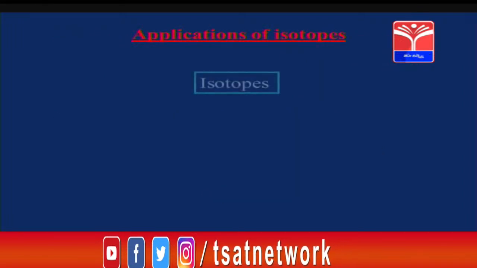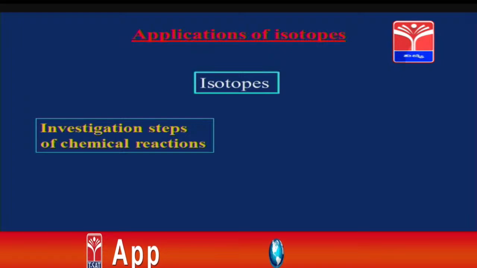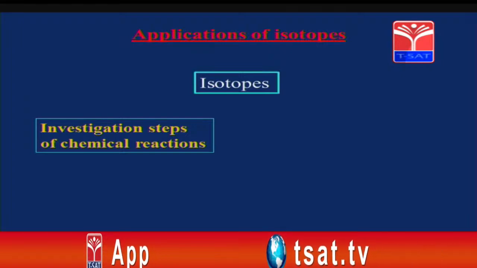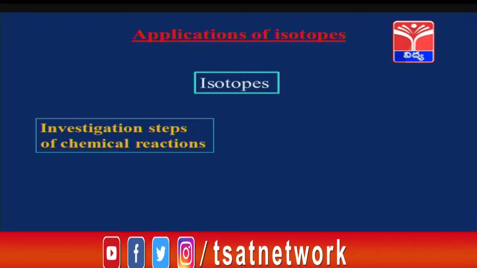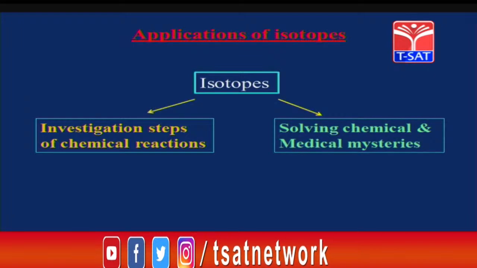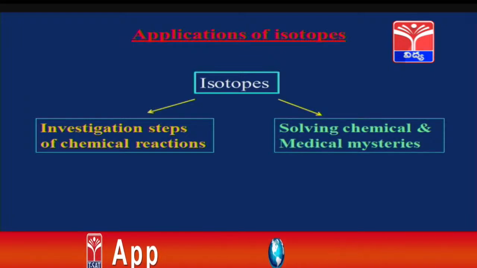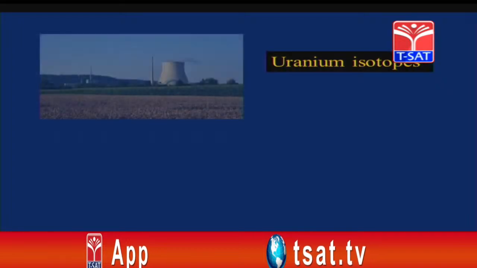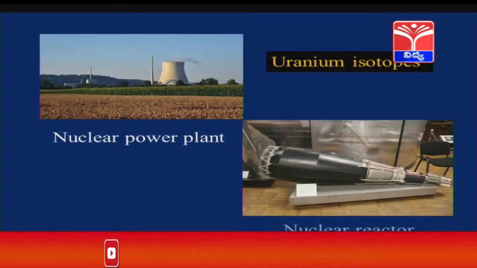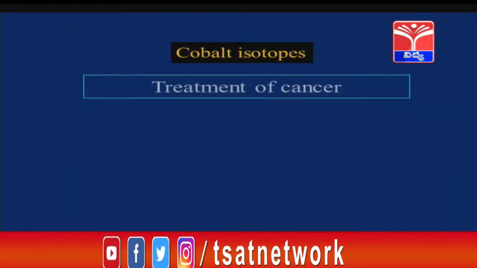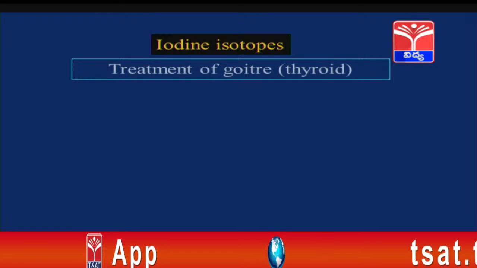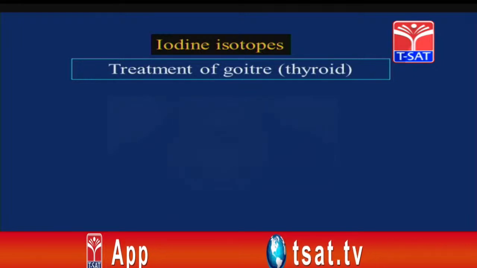The applications of isotopes. Isotopes are very useful in the investigation of steps in various chemical reactions, that is, the study of reaction mechanisms using the isotope labeling technique. Isotopes can also be used to solve chemical and medical mysteries. Uranium isotopes are used as fuel in nuclear reactors. Cobalt isotopes are mainly used for the treatment of cancer. Iodine isotopes are used for the treatment of goiter, a thyroid disease.